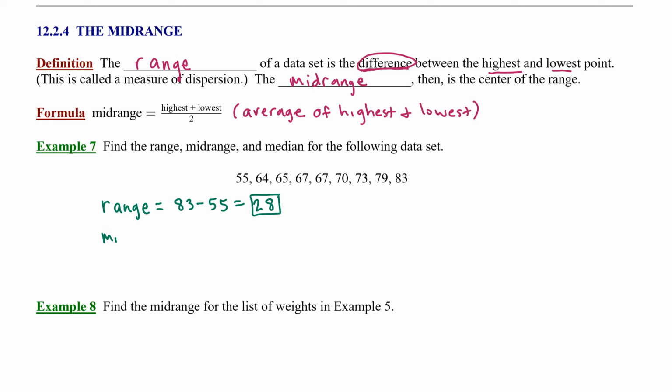Now, once we know the range, we can better understand the mid-range. So for the mid-range, we're going to add the highest and lowest and then divide that by 2. So 83 plus 55 gives me 138, divided by 2, or 69. So our mid-range here is 69.